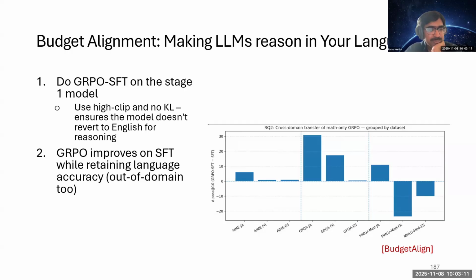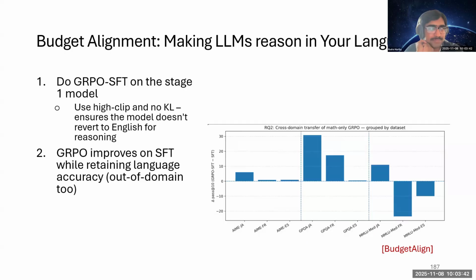And the authors observe that having this knob ensures that the model doesn't revert to English for reasoning. So let's say you're doing GRPO kind of RL and the LLM generates multiple reasoning traces, and an English reasoning trace is also generated. We don't want the model to fall back to the English reasoning trace, right? We want the model to go back to the target language reasoning trace, especially if the model got the answer wrong. So having these knobs helps prevent it.